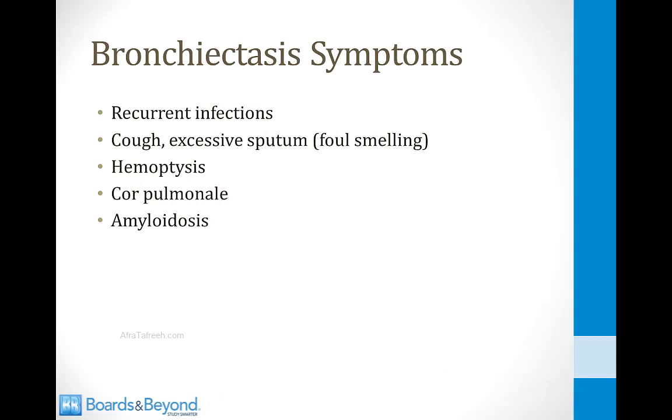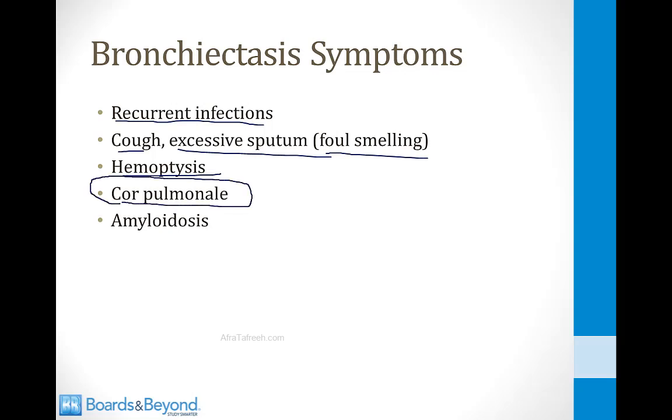Patients with bronchiectasis get recurrent infections. So recurrent pulmonary infections can cause bronchiectasis, but they can also be a consequence of bronchiectasis. These patients have cough and excessive sputum production. It's often foul smelling. They can get hemoptysis, and the hypoxia can lead to cor pulmonale, just like many of the other causes of obstructive lung disease.